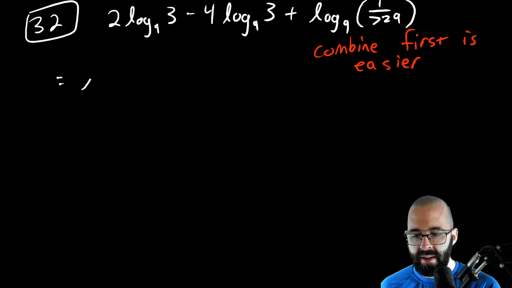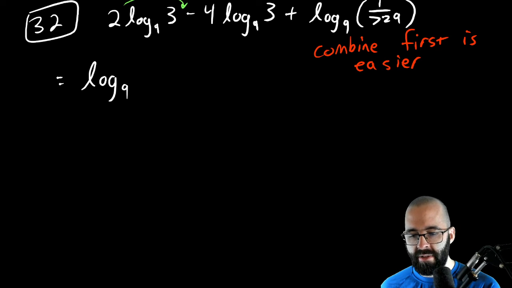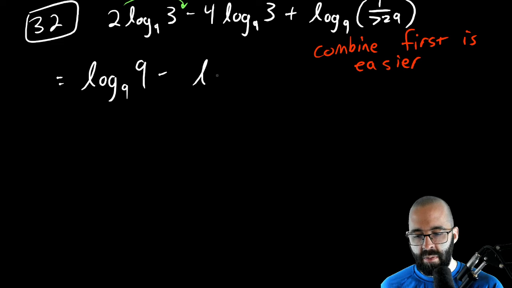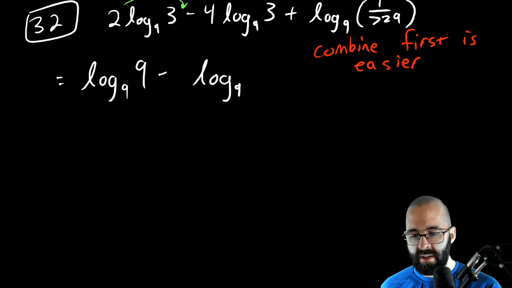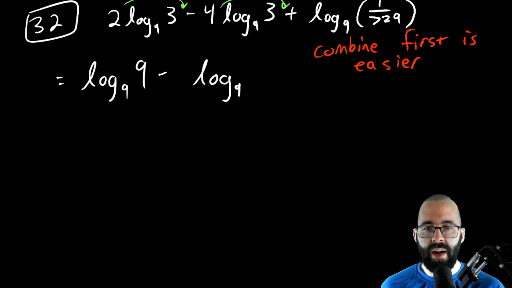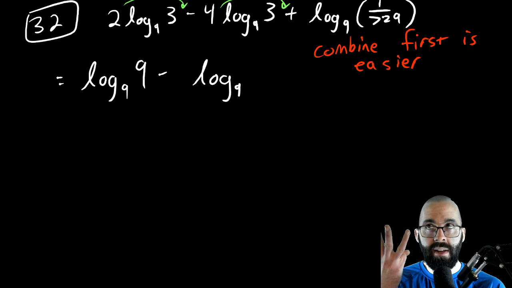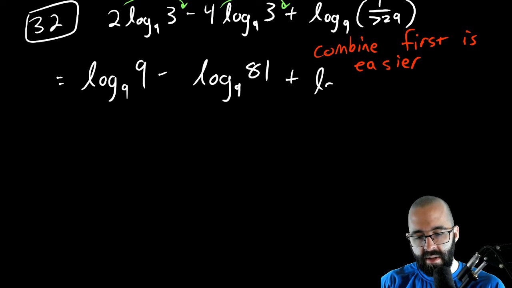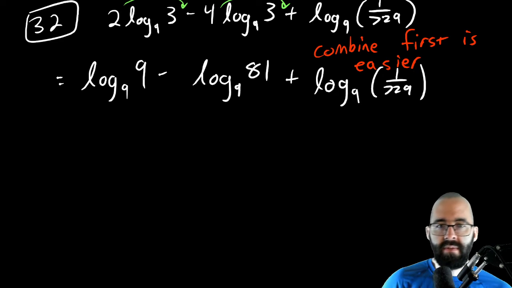What happens if we do that? This becomes log base 9 of 3 squared. Use that power rule. 3 squared is 9. Minus log base 9. Power rule again. 3 to the 4th power. 3, 9, 27, 81. Plus log base 9 of 1 over 729.